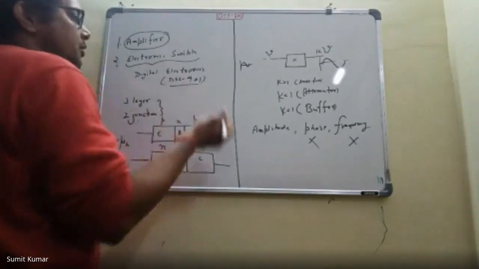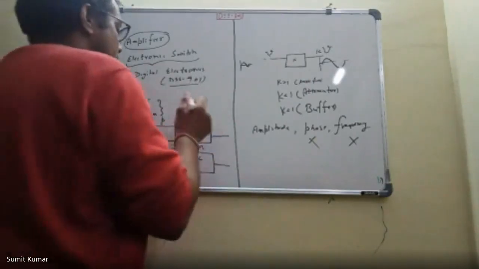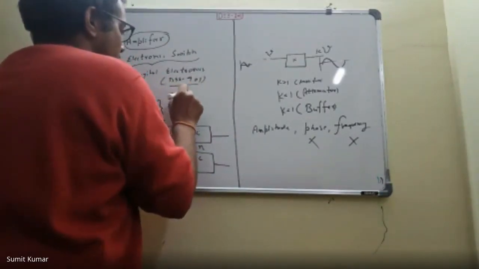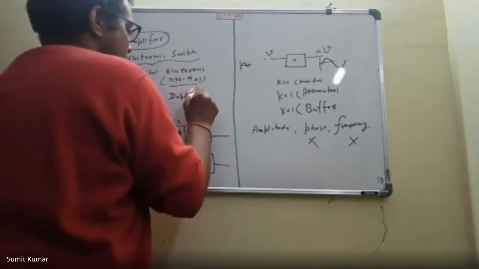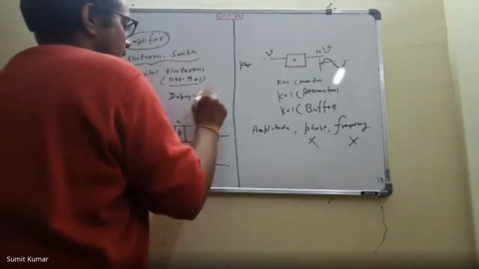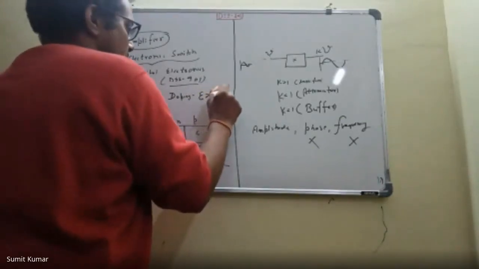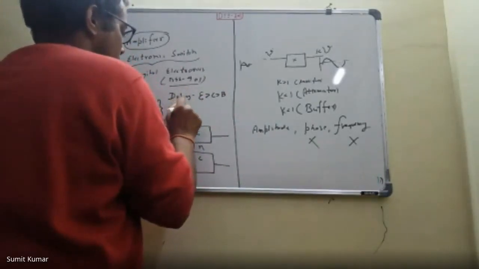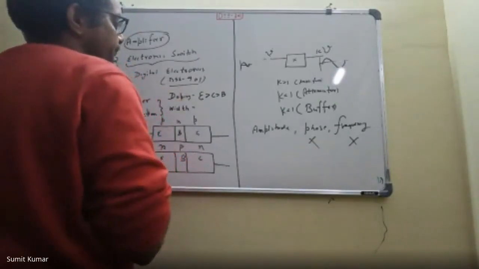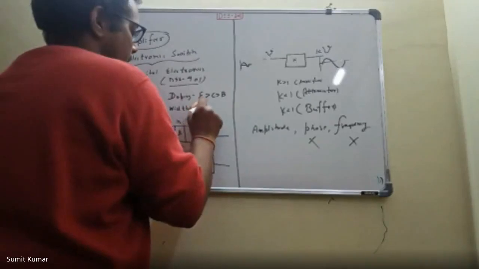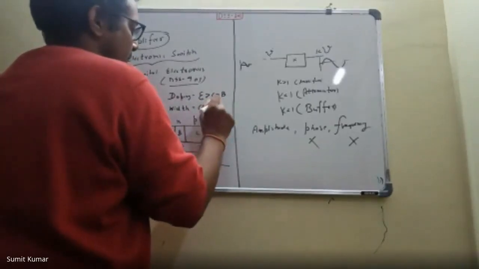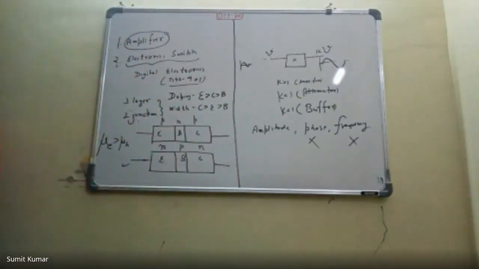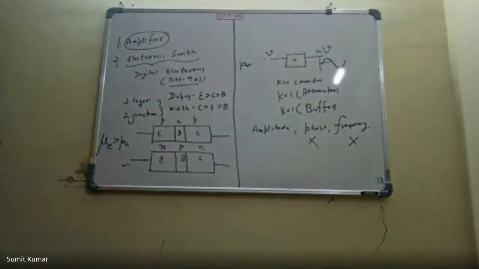And we discussed some geometrical aspects. What were those geometrical aspects? First the doping: the doping is highest in the emitter and moderate in the collector, and the least doping, or you can say light doping, is done in the base. And if we talk about the geometrical aspect like width, then the highest width is of the collector, moderate is the emitter, and the least is for the base.